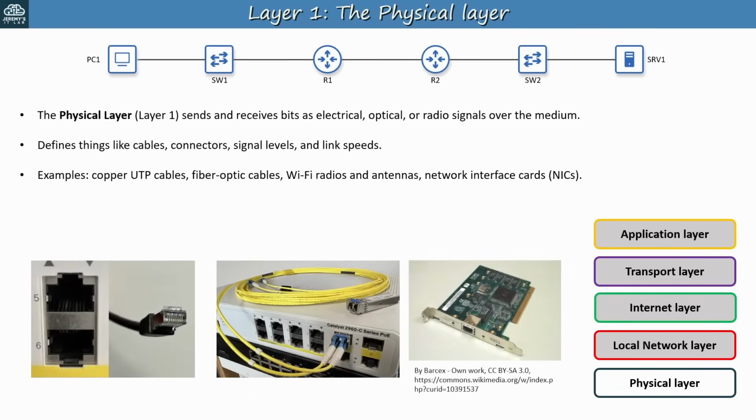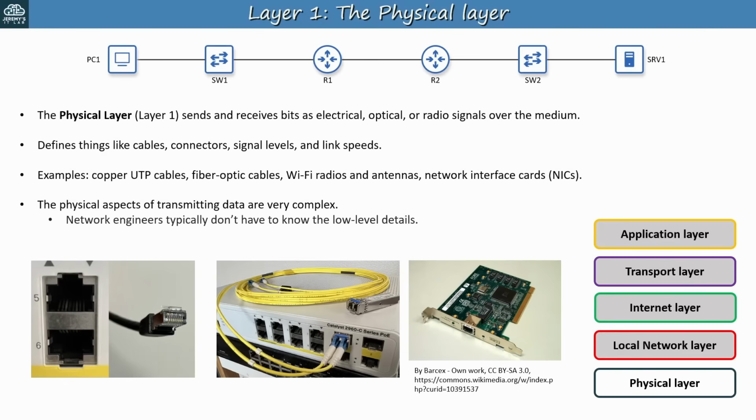Here are a few examples. UTP ports and a cable on the left, fiber optic in the middle, and an image of a NIC on the right. Each network interface has a NIC like this inside of the device. The physical aspects of transmitting data are very complex, involving a lot of electrical or optical engineering. Fortunately, network engineers typically don't have to know the low-level details of how it all works.